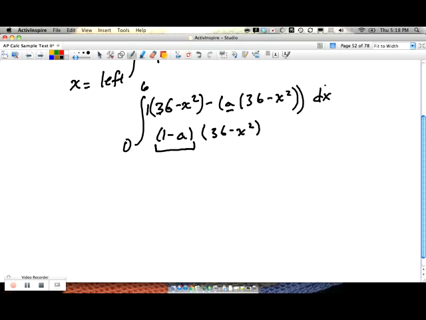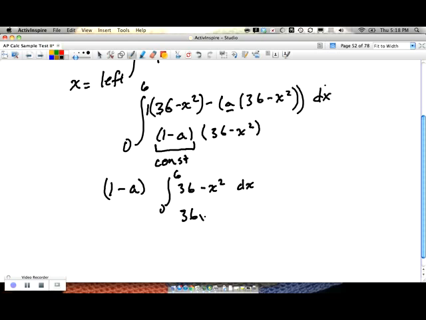Why would I want to do that? Because this piece here is a constant. So I can go ahead and pull that out. That means I'll have 1 minus a times the integral from 0 to 6 of 36 minus x squared dx, of course. That just makes things a little bit easier because I have less anti-differentiation to do, but let's go ahead and work it out.